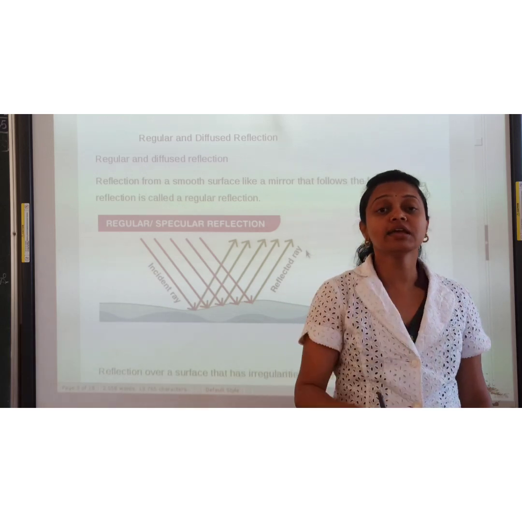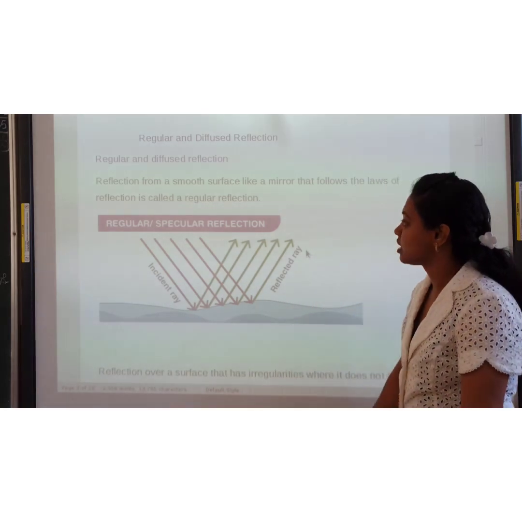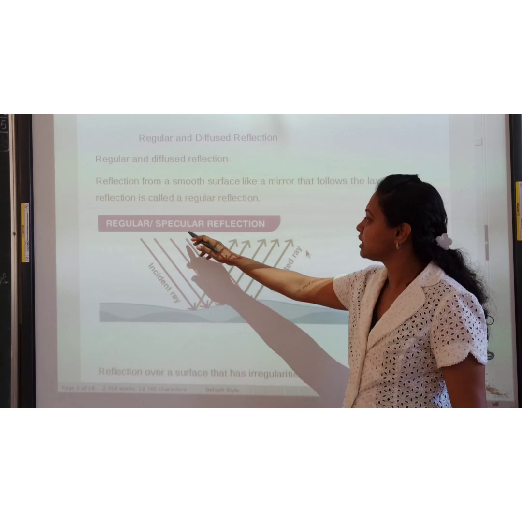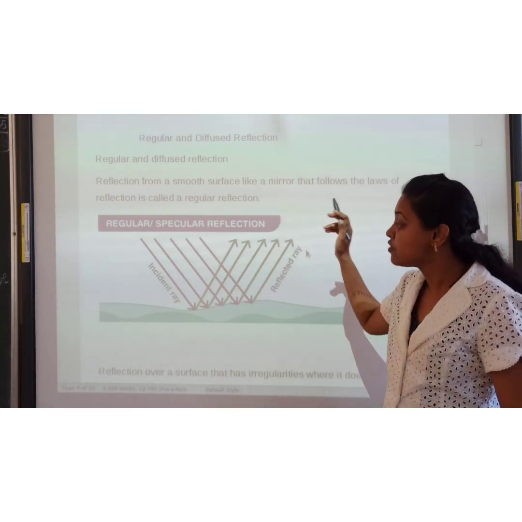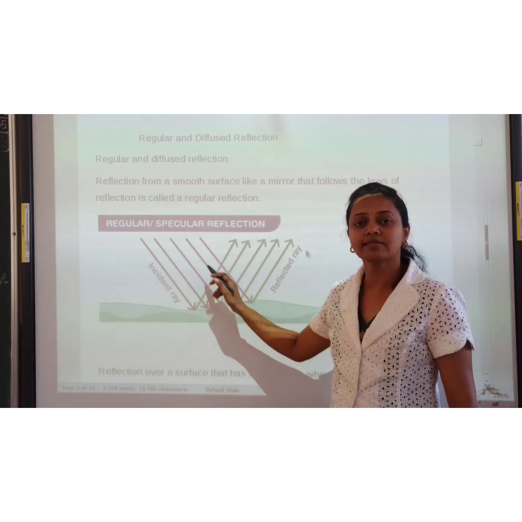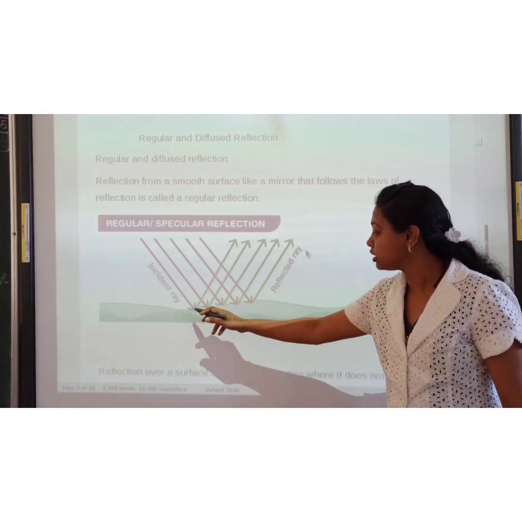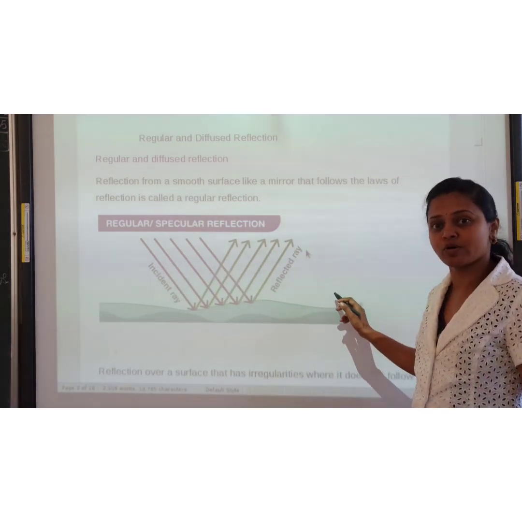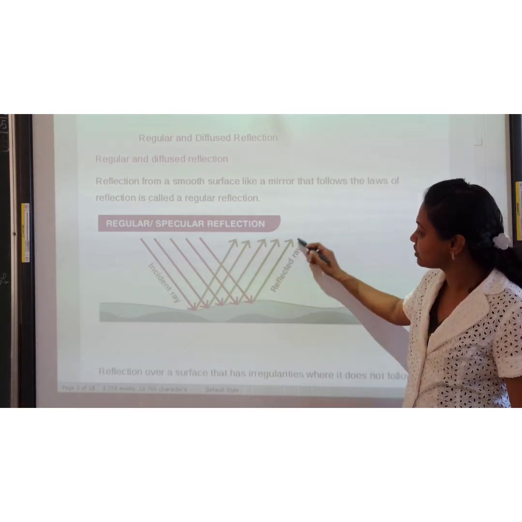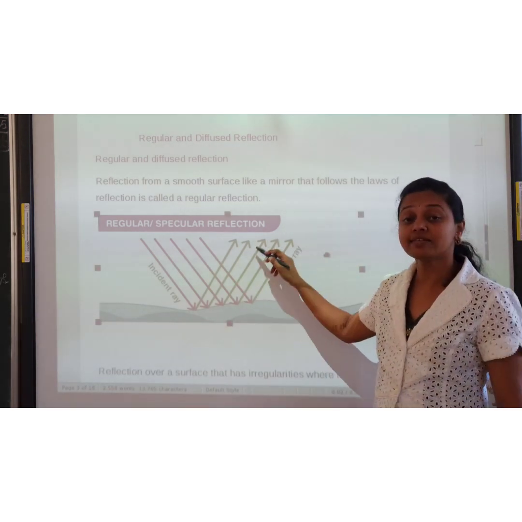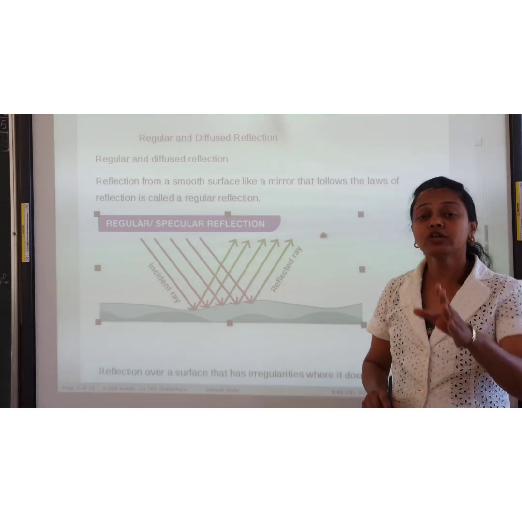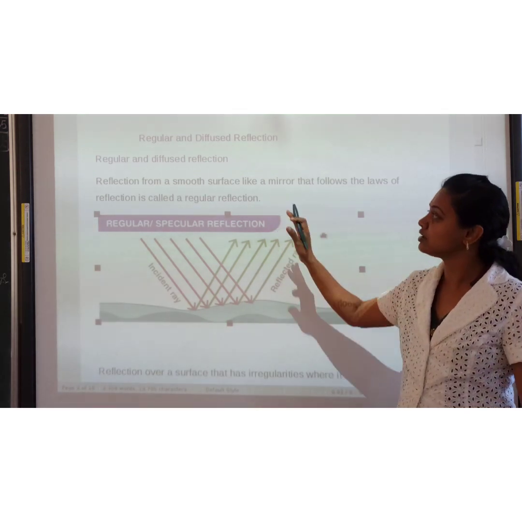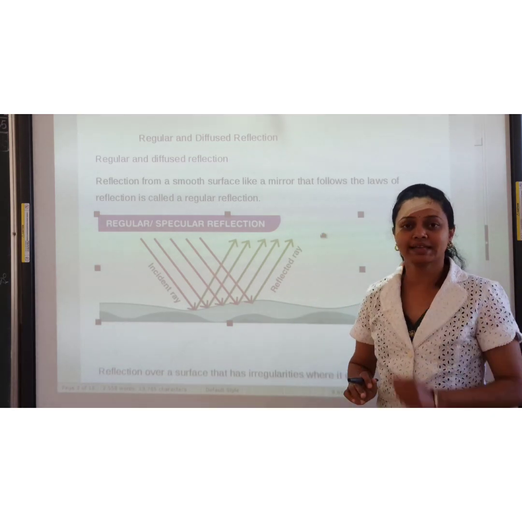Now, let us study with a diagram. Look at the picture here. That is regular or specular reflection. When the incident rays fall on the smooth polished surfaces, the reflected rays will be in a straight line only. With this diagram, hope you will understand regular reflection very clearly.